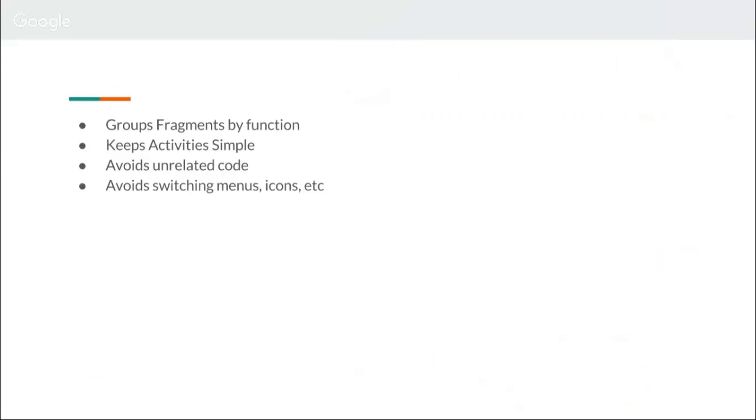You group fragments by their function, like if they have related functions or they will use the same menus or stuff like that, you group them and use them in a single activity. That way, it keeps activities simple, avoids the unrelated code. Like you won't have a function that works for a fragment and then 10 other fragments that don't have anything to do with that. And most importantly, you avoid switching icons and menus and all that stuff.